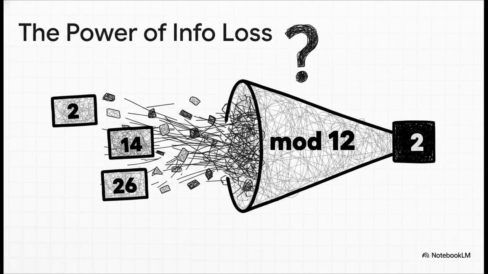You see, the whole point here is that information is lost. If I tell you that I did a mod 12 calculation and the answer was 2, you have absolutely no way of knowing for sure what number I started with. Was it 2, or maybe 14, or 26, or 38? It could be an infinite number of possibilities. And this ambiguity, this uncertainty, it's not a bug. It's the entire feature. It's the mathematical curtain that we use to hide the secret.